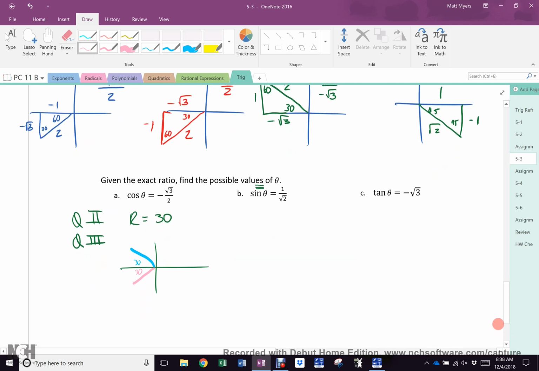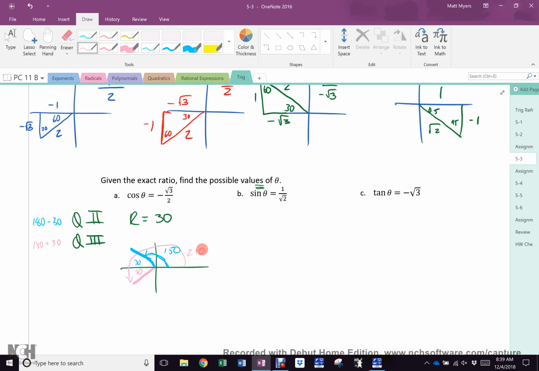What is the theta that is in quadrant 2? And tell me the math you will do to find it, because apparently we need to be doing that. What is this blue theta? How did you find that? 180 minus 30 to get 150. What are you going to do for the pink one? 180 plus 30 to get what? 210. Is everybody cool? Great.